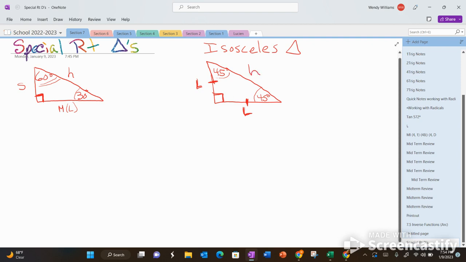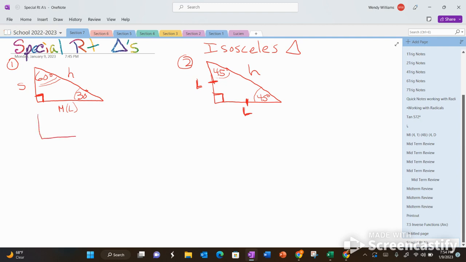So they're special. Number one is special because one angle is twice as big as the other. And this one is special because the angles are exactly the same. And what that does is sets up a special relationship between the angles and the legs.